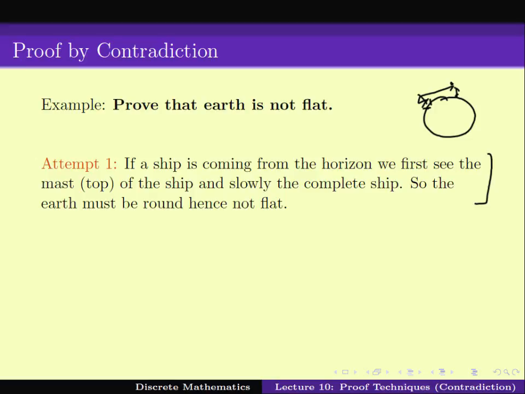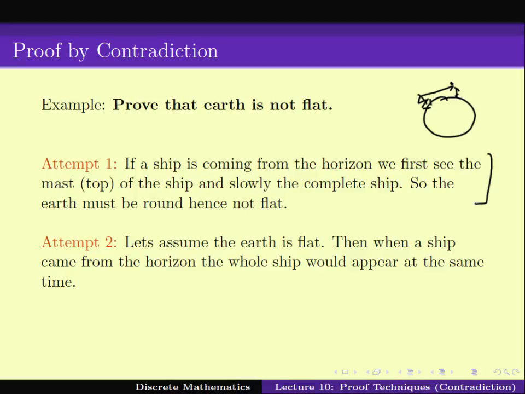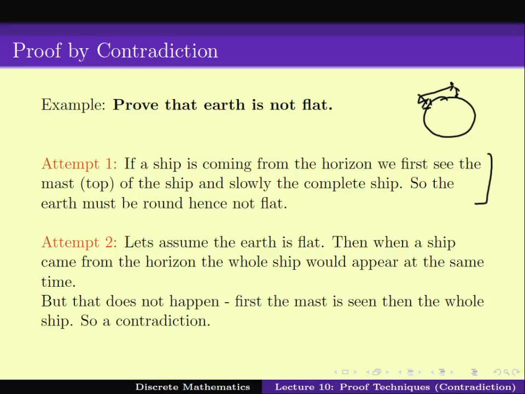The second way is to say, okay, let's assume that the earth is flat. In that case, does something weird happen? Do we get a false statement? So if the earth is flat, when the ship is coming from the horizon, the whole ship will appear at the same time. But that doesn't happen. We see the mast first and then the whole ship, and hence we get a contradiction.